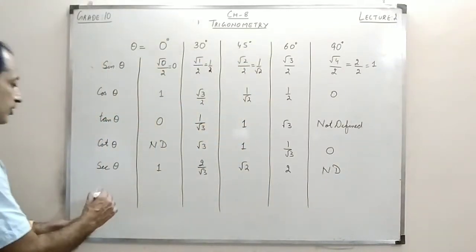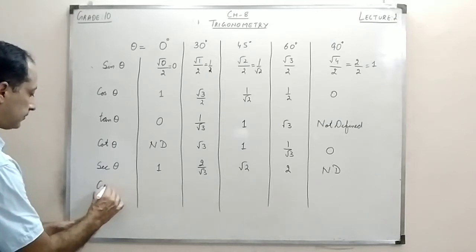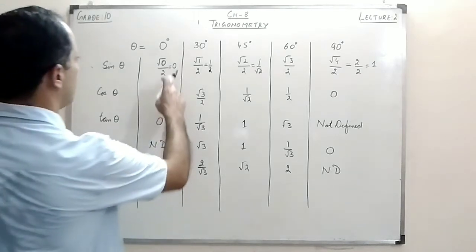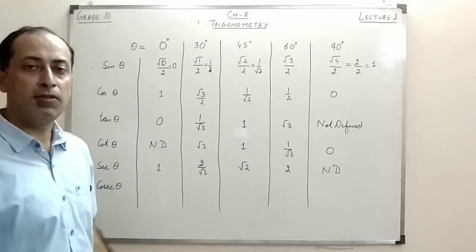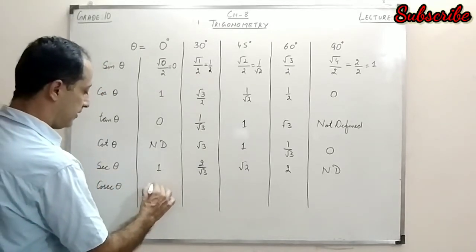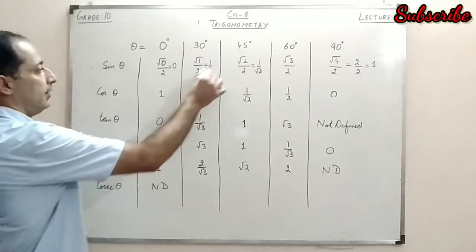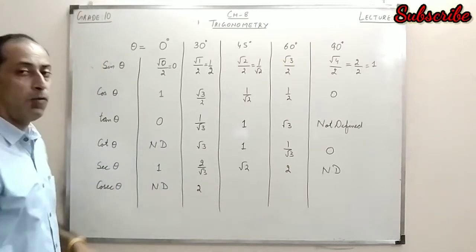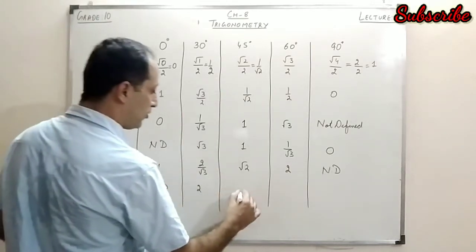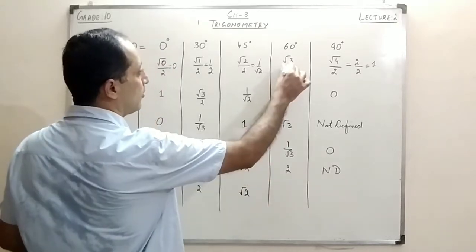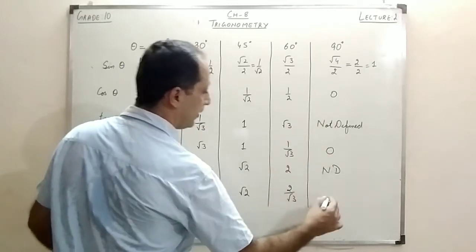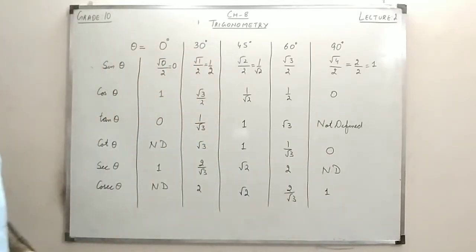Now the next one is cosec theta. What we have to do is just take the reciprocals of the values of sine theta. Now the first value is 0. So the reciprocal of 0 is 1 by 0, that is not defined. Then the reciprocal of 1 by 2 is 2. Reciprocal of 1 by root 2 is root 2. Reciprocal of root 3 by 2 is 2 upon root 3. And the reciprocal of 1 is 1.